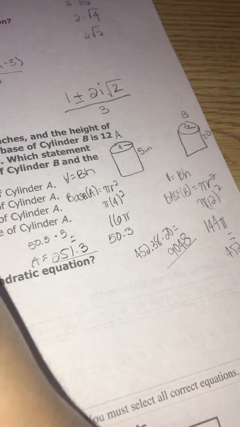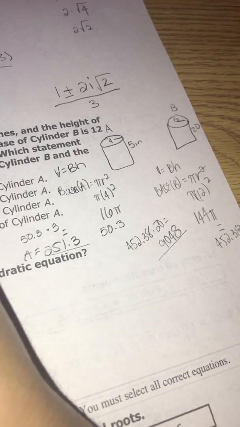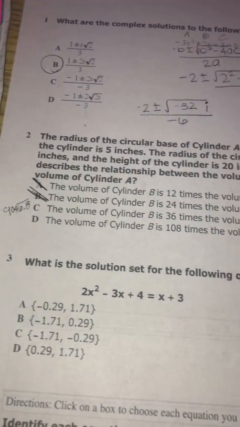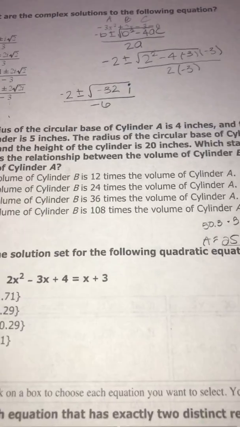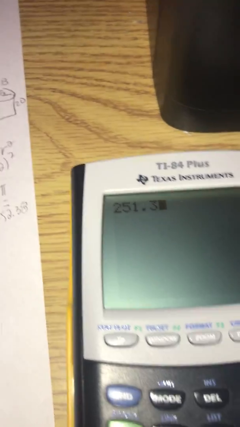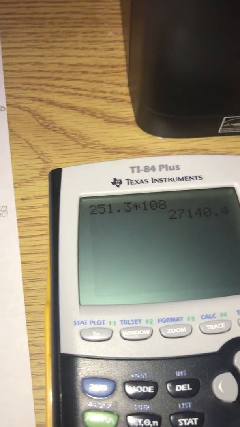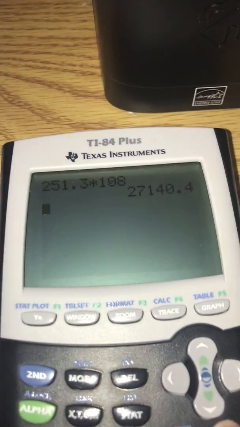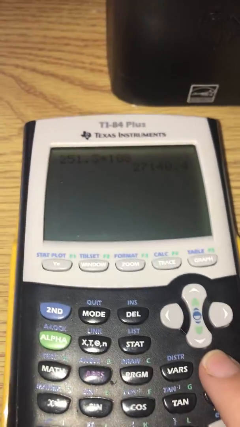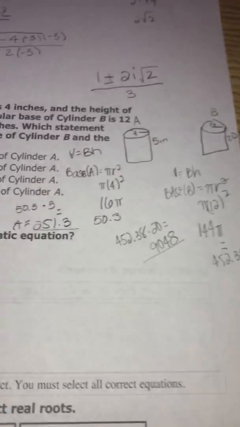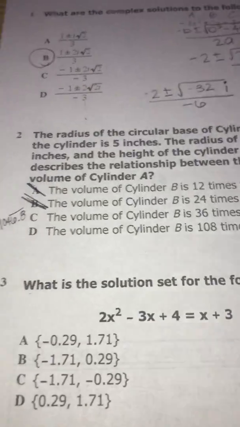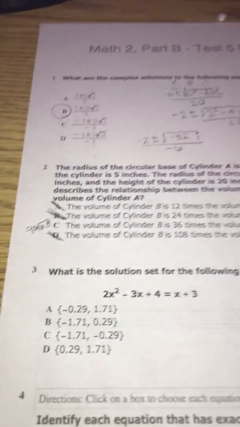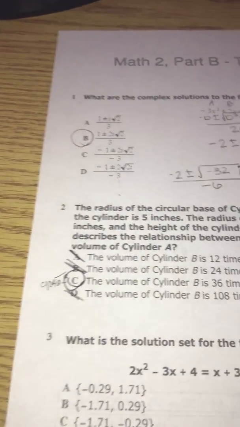So we'll write this one is 9046.8. Statement D says the volume of cylinder B is 108 times the volume of cylinder A. So let's do 251.3 times 108. And that is way off, so that's 27,140.4. That's way higher.